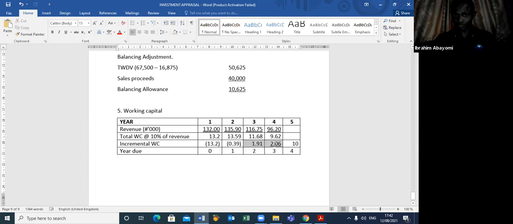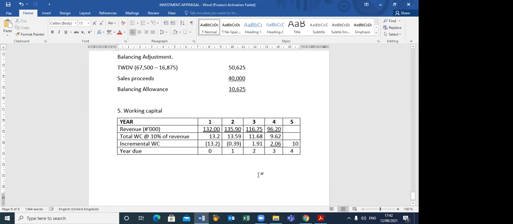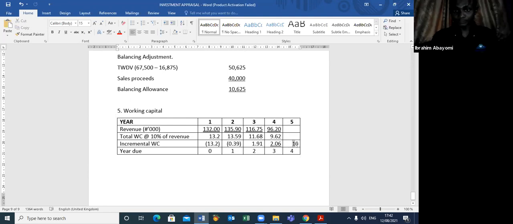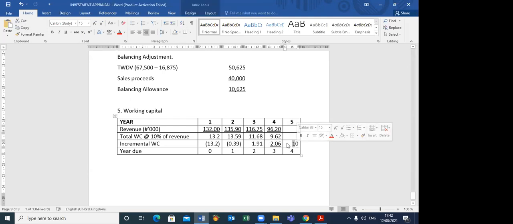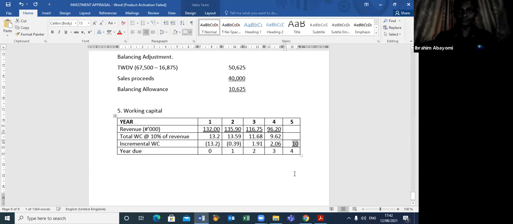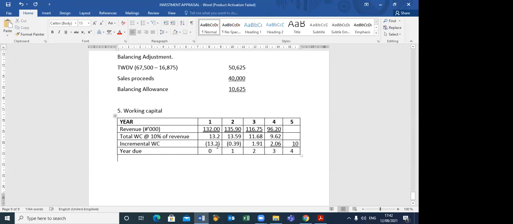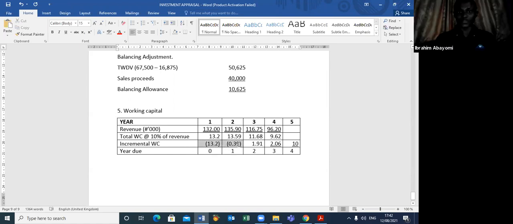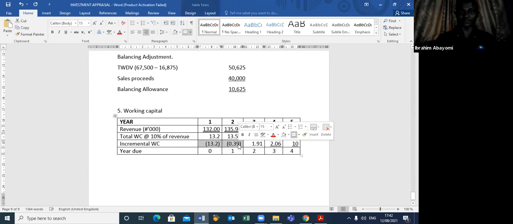Excuse me, sir. Yes, ma'am. Please repeat how we got to that 10. The incremental working capital, how we got 10. Add this one and this. 13.2 plus 0.39 will give you what? Write it down.